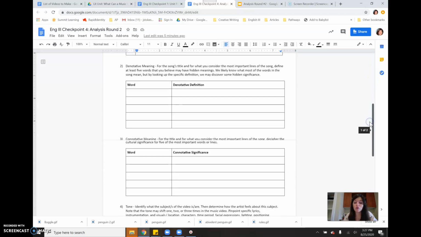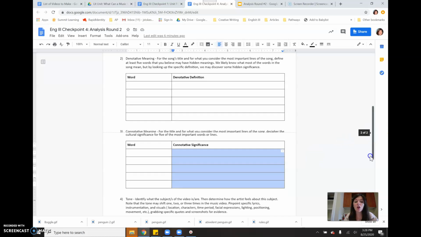you are going to, from the title and lyrics, select 5 words that you think are the most important words, and you're going to give a denotative definition. And we're going to go over what that means in a minute. Then you can take the same 5 words, or maybe 5 different words, and you're going to go over the connotative significance. And again, we're going to talk about what that means in a minute.